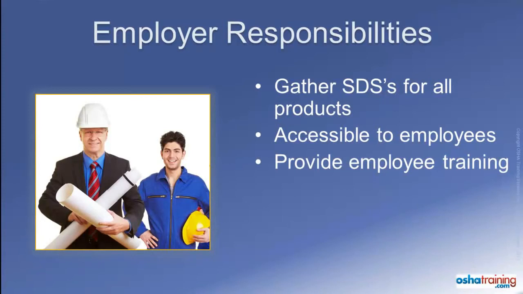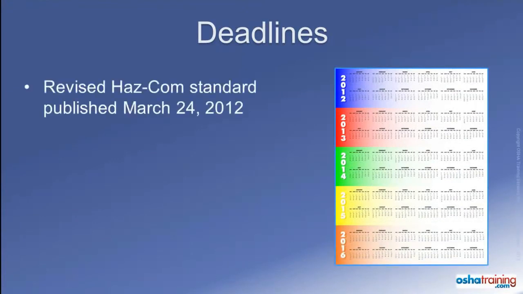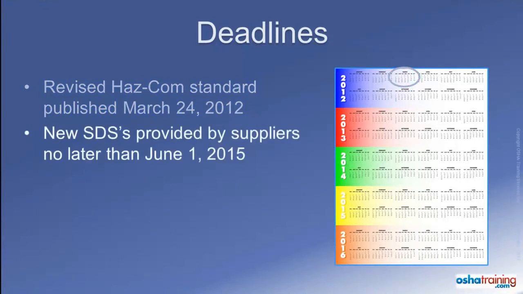Speaking of deadlines, here is an overview of some very important dates. The revised hazard communication standard, which requires the use of GHS compliant safety data sheets, was published on March 24, 2012. Manufacturers and distributors of hazardous chemicals and products have until June 1st of 2015 to begin distribution of the new safety data sheets. However, many of them have already started providing safety data sheets that meet the new format or will do so long before the due date.